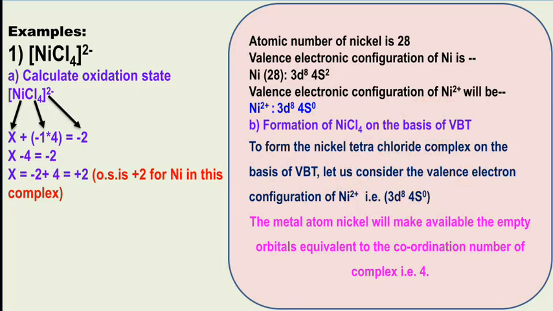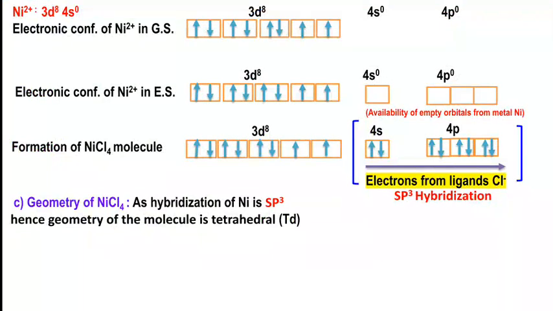Now a very important point related to the bonding of this complex. The metal atom nickel will make available empty orbitals, equivalent to the coordination number of the complex, because while considering the bonding, the metal atom will empty the next higher energy orbitals to accommodate the lone pair of electrons that will be donated by the ligands. Here you can see that the coordination number of the complex is 4, so the metal atom nickel will empty 4 orbitals, the next higher energy orbitals, to accommodate the electrons donated by the ligand.